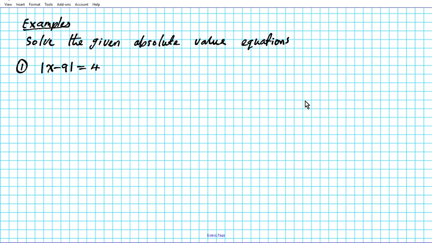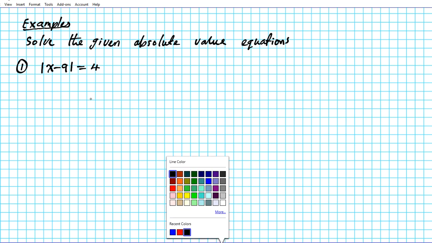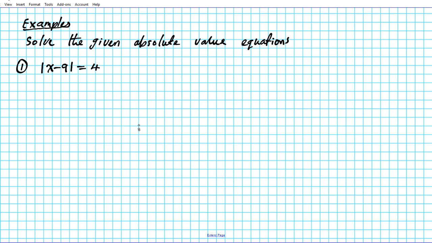So the instructions are for us to solve the given absolute value equations. For number one, we have the absolute value of x equals 4. First things first, we need to get rid of this absolute value bracket. To get rid of this absolute value bracket, we're going to replace it by its equivalent. So let's write down the solution.